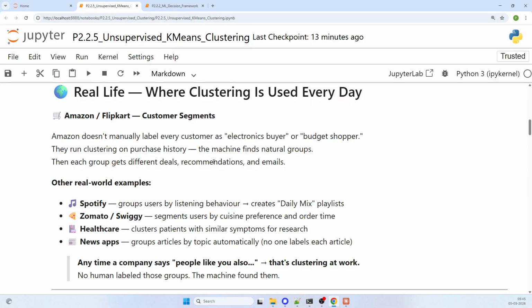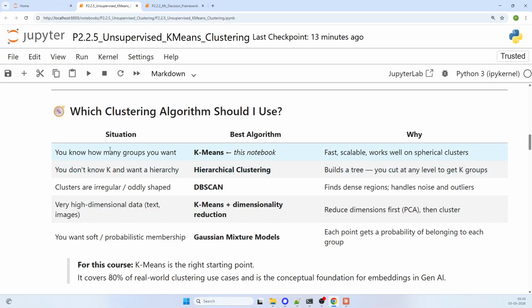So why am I picking k-means here? It's because I know how many groups I want. If you don't know roughly how many groups you want, and this is just a rough estimation, not exact, you can use hierarchical. If the cluster shapes are irregular, you can use DBSCAN. If you want probabilistic membership, you can use Gaussian mixture models.